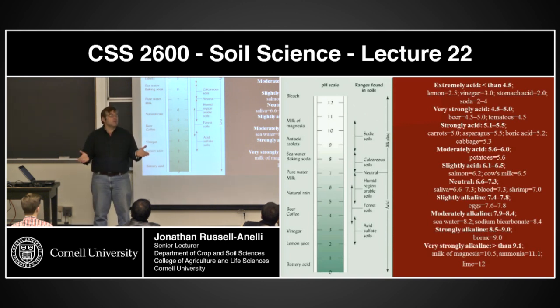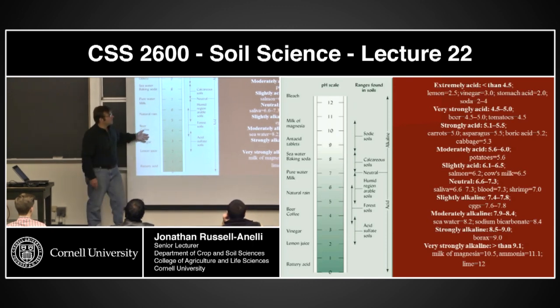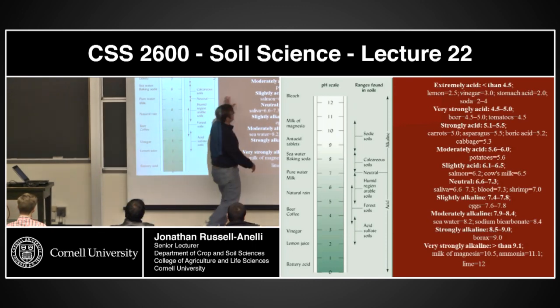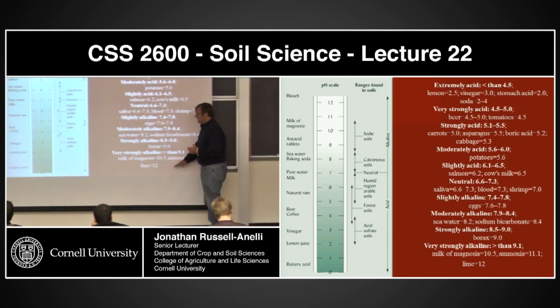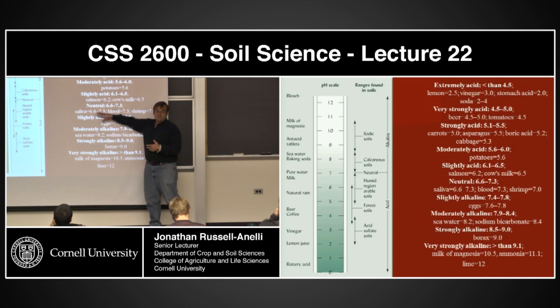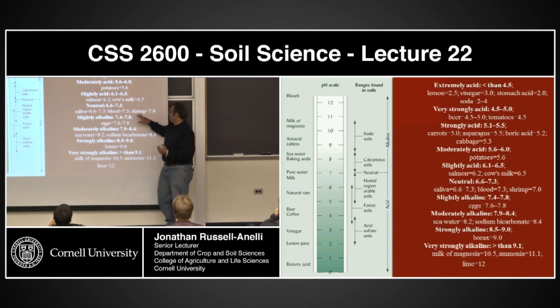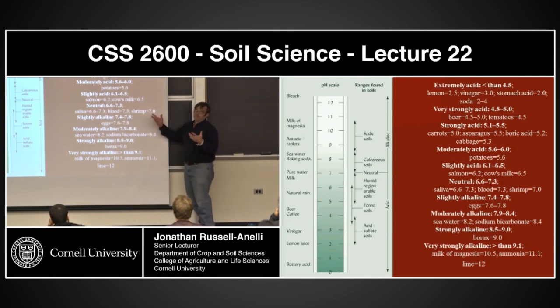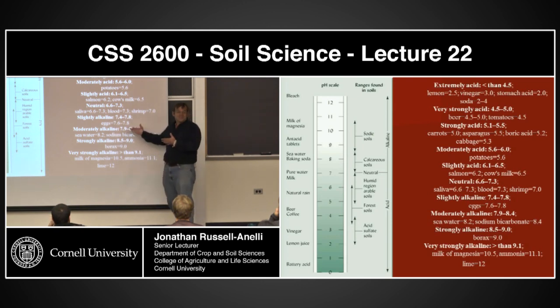Let's give you some idea about what this actually means in the real world. This is straight out of your book. Okay, and what I did was I basically took some of these and added some other ones. But basically, this term is very strongly alkaline, neutral. And I gave you some ideas about what things are at that pH. So neutral pHs, basically 6.6 to 7.3. You're looking at things like saliva, blood, shrimp. Hey, come on, it was cool. You had to throw it in there.